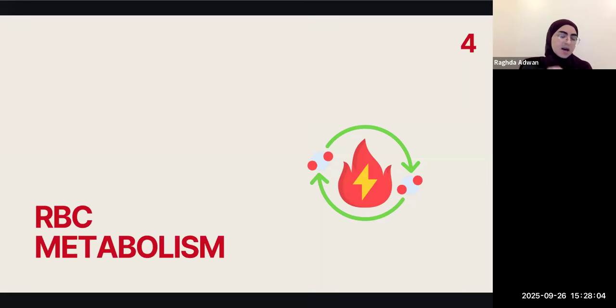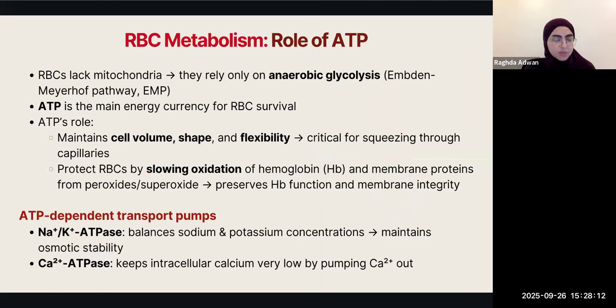Now, red blood cells have specific ways of conducting metabolism because they're not like other cells. How are they not like other cells? If you guys remember, they don't have organelles. They don't have a nucleus. If you don't have organelles, you don't have mitochondria. If you don't have mitochondria, you cannot carry out aerobic respiration, which is the chemical reactions that happen inside the mitochondria to make ATP.